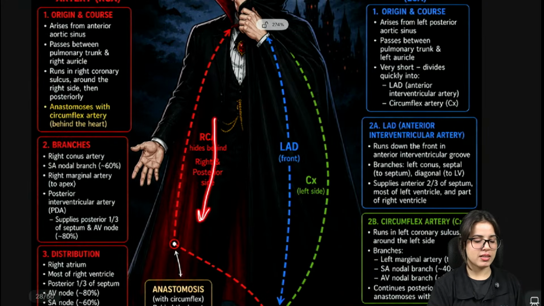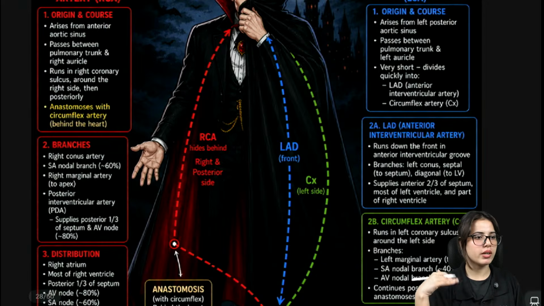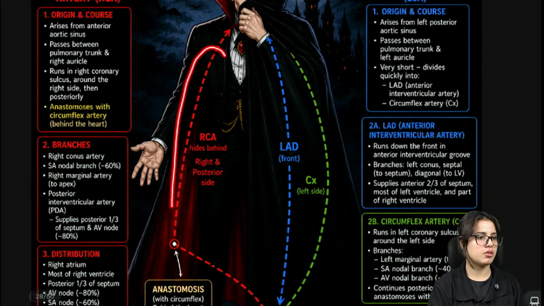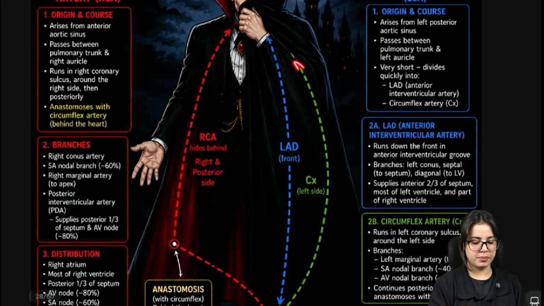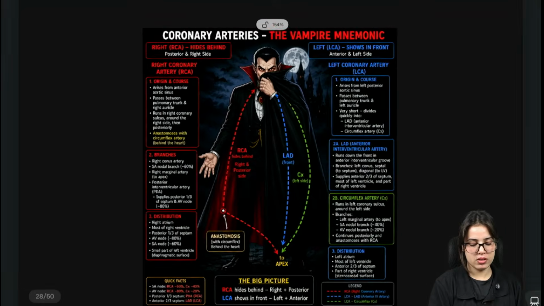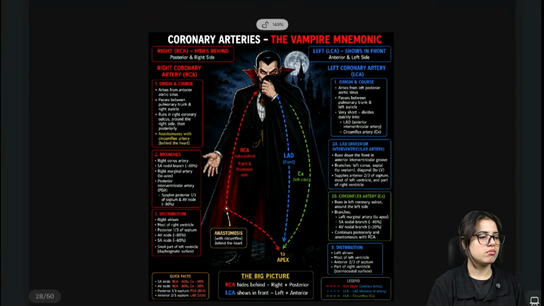This part is at the back, posterior, not anterior, right? His hand is showing, so it's not present there. It hides behind the right posterior side. But here he's covering it, so left and anterior side. So these coronary arteries are, if you want to take your screenshots, like a revision of the previous slide.